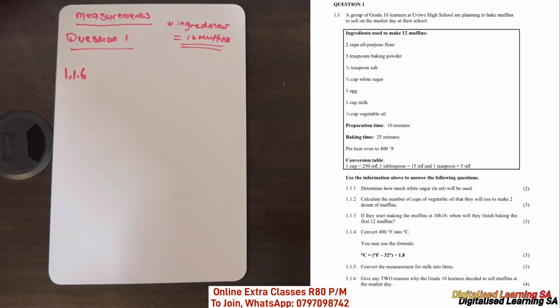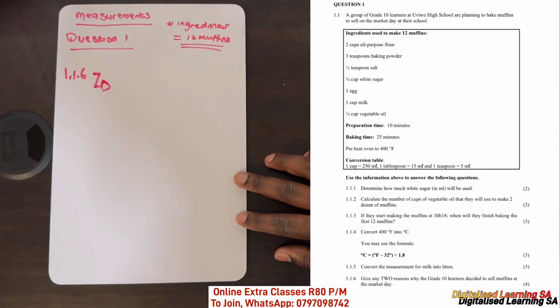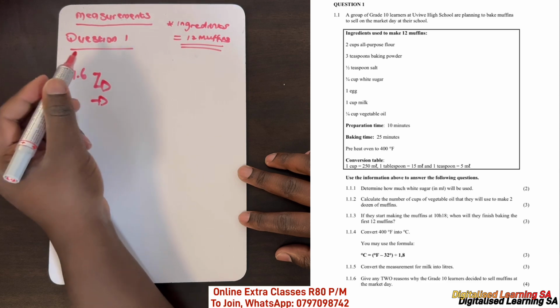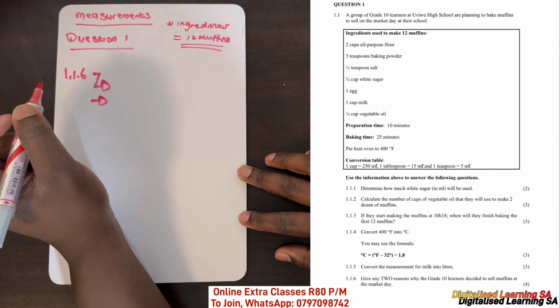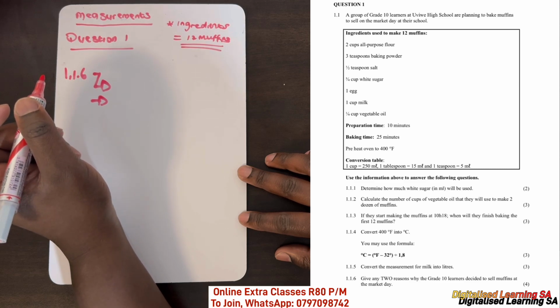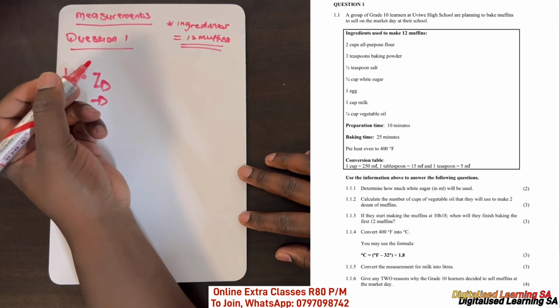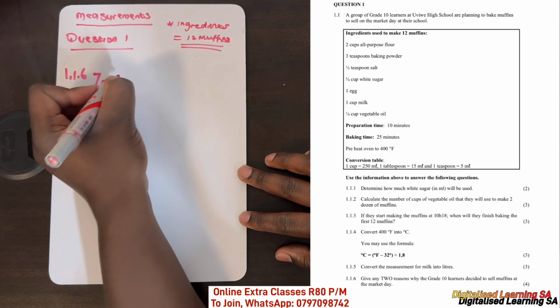So question 1.1.6 says that give any 2 reasons why the grade 10 learners decided to sell muffins at the market day. So here any valid answer can be marked correctly. So our answers are not just limited to the ones that I'm going to give now. So even if you think of a valid reason, your answers can still be marked correctly because we are not entirely told why they are doing it. So one of the reasons can be to raise school funds.